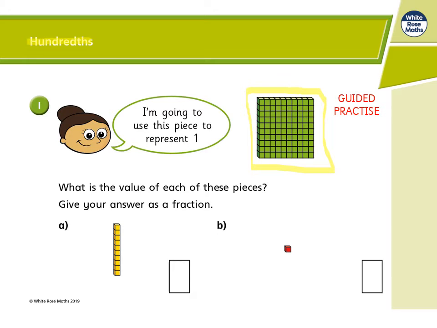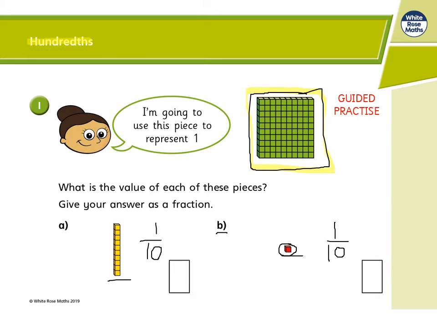Now you should be able to identify what this is and what this is if I use this as my one whole. If I have one column out of 10 columns, I have 1/10. One column out of a total of 10 columns or 10 rows. And so therefore B, if I have 1 equal square out of 100 equal squares, what will my fraction be? Yes, I will have 1 out of 100.